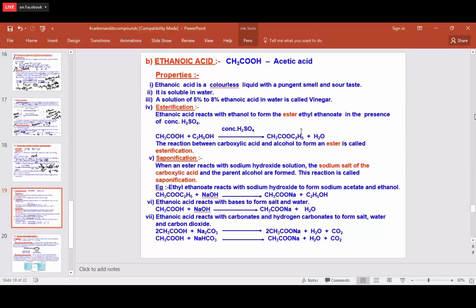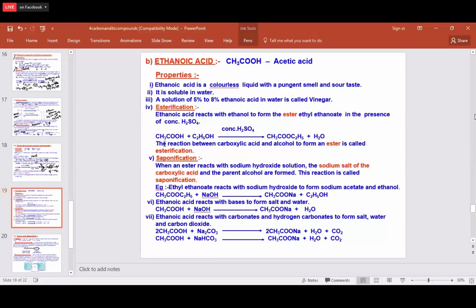The esterification reaction is one of the important reactions. We form an ester from an alcohol and an acid. Ethanoic acid reacts with ethanol to form the ester, which we call ethyl ethanoate, in the presence of concentrated sulfuric acid.